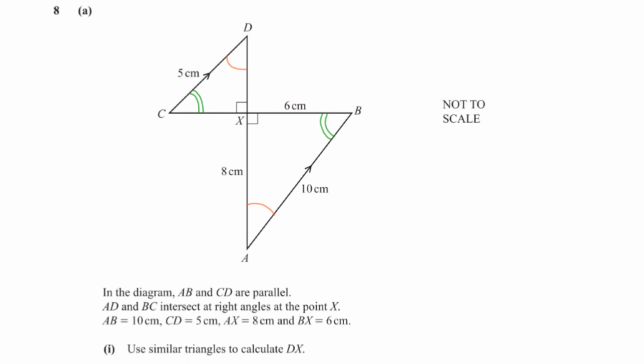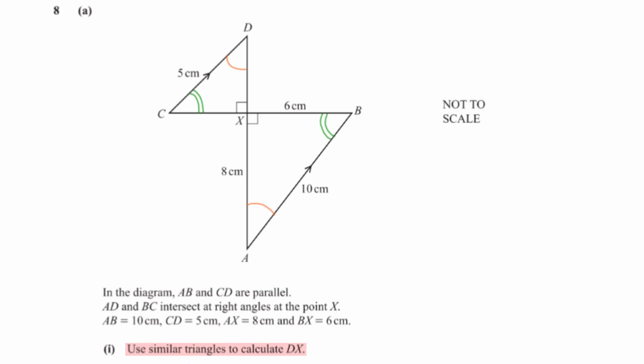In the diagram, AB and CD are parallel. AD and BC intersect at right angles at the point X. AB is 10 centimeters, CD is 5 centimeters, AX is 8 centimeters, and BX is 6 centimeters. Use similar triangles to calculate DX.